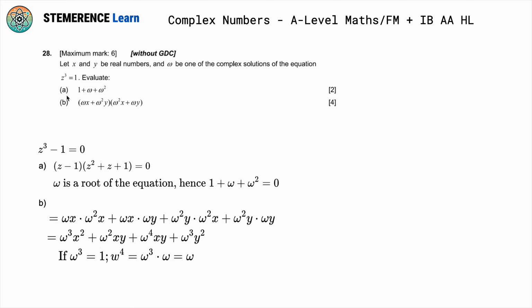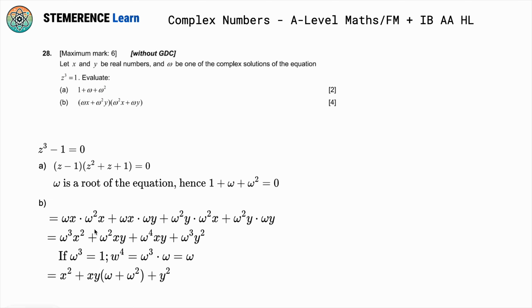From the original equation, we know that if z cubed equals 1 and omega is a solution to the equation, then omega cubed must also be 1. Now, if we want to figure out omega to the fourth, we can just do omega cubed times omega, because the power goes up by 1, that's our exponent rule. Since omega cubed equals 1, it's 1 times omega, which is omega. So we know that omega to the fourth is equal to omega.